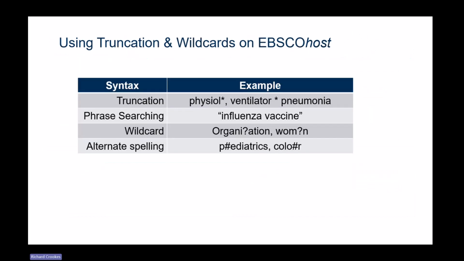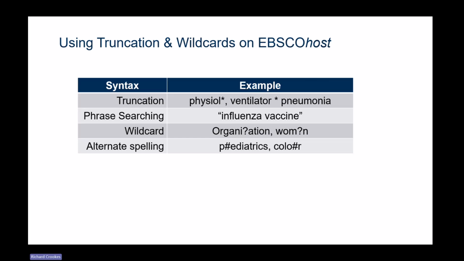Okay, so moving on in terms of the syntax, the use of truncation and wildcards for CINAHL and MEDLINE on EBSCOhost. You can see the truncation symbol is the asterisk, the star, and that can be used in a number of different ways. Typically, of course, to search for words with multiple endings. So if you're searching for physiology, physiological, then you can place the asterisk after the L. If you place it after the O, you would also pick up physio, physiotherapy, physiotherapist, etc. So always be mindful where you place the asterisk.